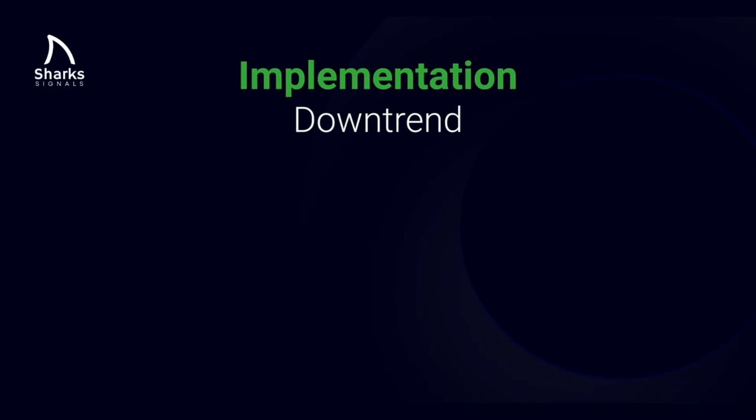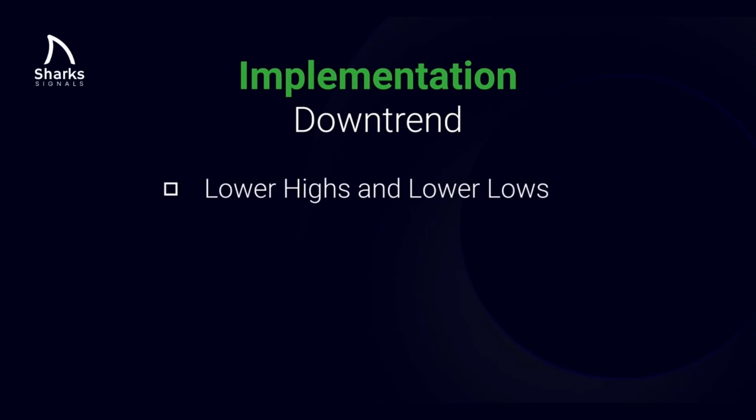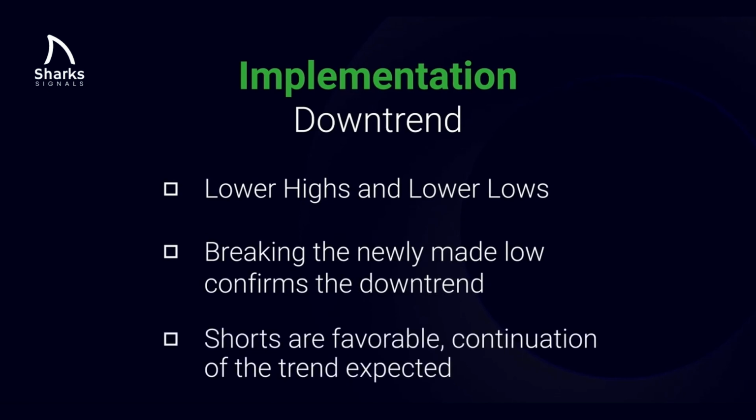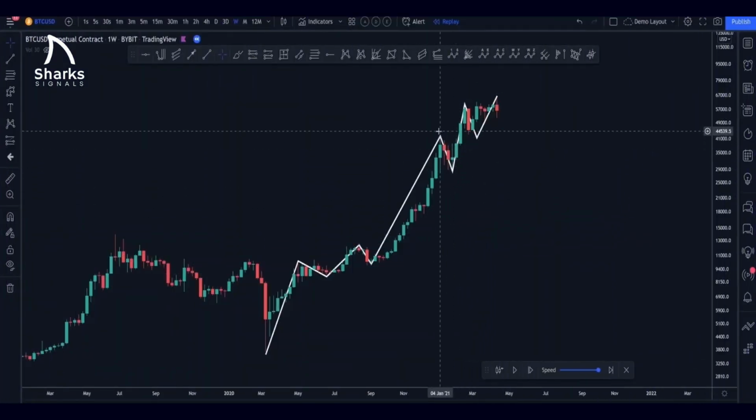When the price of an asset is moving lower, it is said to be downtrending. This is characterized by lower highs and lower lows. Breaking the newly made low confirms the downtrend. And in this constellation, shorts are favorable, as a continuation of the trend is to be expected. Now let's zoom in to this section of the chart.